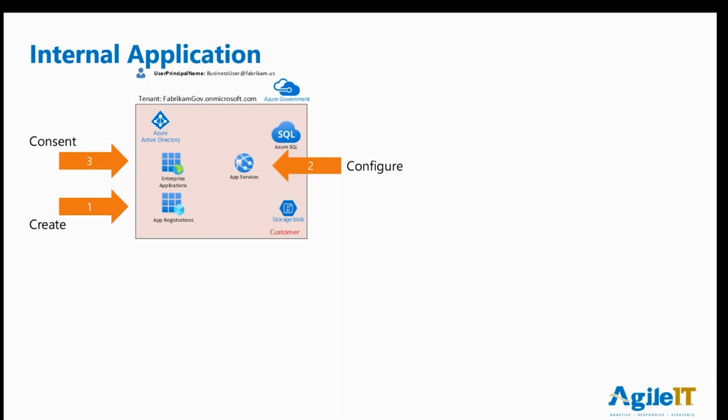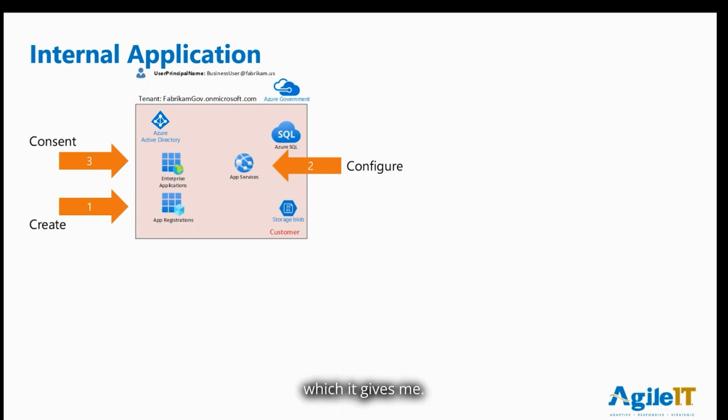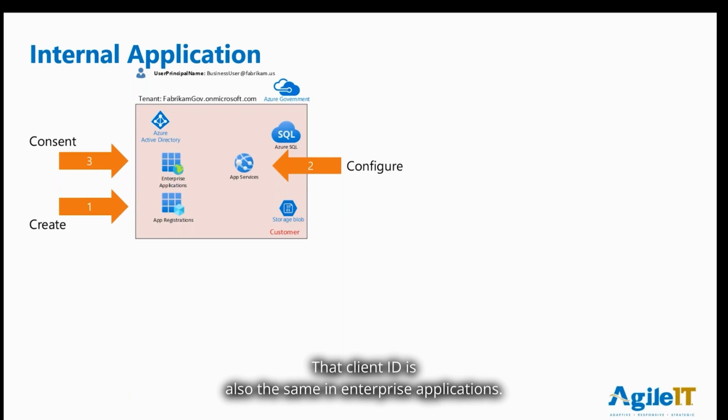So they're related. Why are they different? You'll find out in a little bit longer. So app registration is where I get to define this. This is where I say, when I get that, one of the things that I need is the client ID, which it gives me. That client ID is also the same in enterprise applications. It's a sneaky little thing.